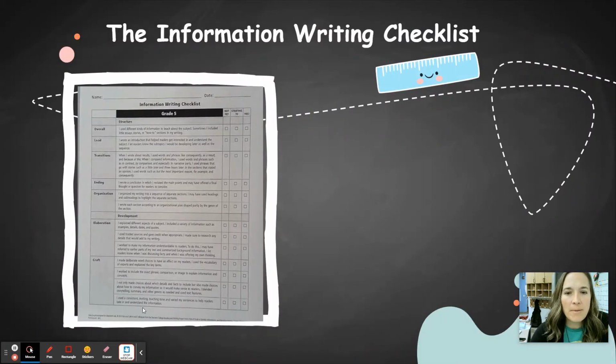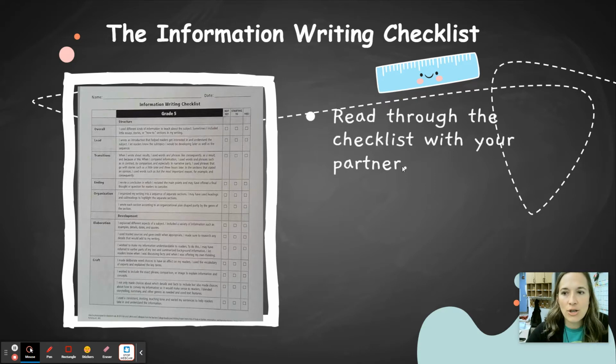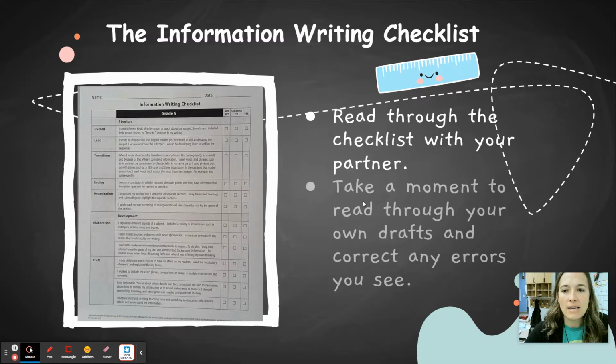So you will need to pick up a sheet that looks like this. Actually, you're going to need two of them because you are to do this with two partners at least. You're going to read through first the checklist with your partner, each of the items that we're looking for. Then you're going to take a moment to read through your own draft and correct any errors you see before your partner has an opportunity to read it.